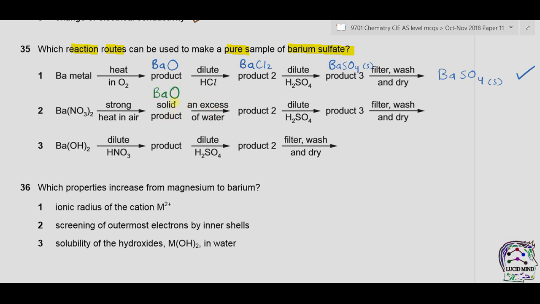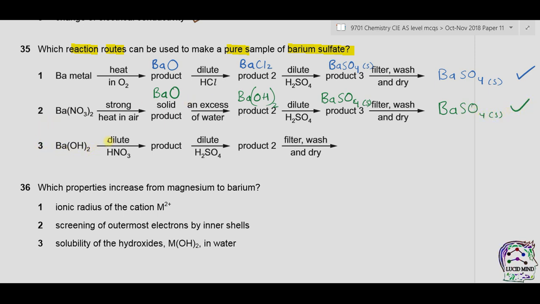Then excess water is added, as barium oxide is soluble in water, so it forms barium hydroxide, which is alkaline. Now barium hydroxide will react with sulfuric acid to form barium sulfate. Again, barium sulfate is solid, insoluble. It can be filtered, washed and dried. So this process is also correct.